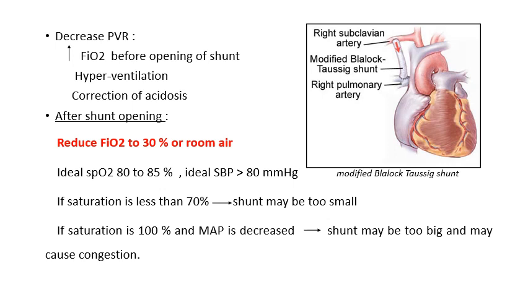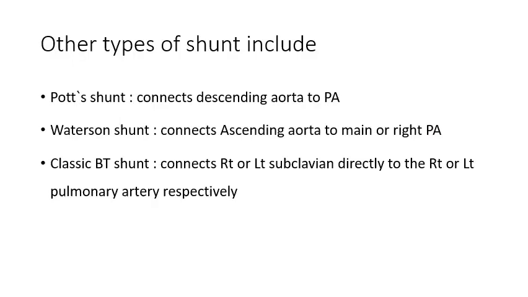If saturation is 100% and the mean arterial blood pressure is decreased, the shunt may be too big and may cause congestion. Other types of shunt include Blalock-Hanlon... rather, Pott shunt, which connects the descending aorta to the pulmonary arteries, and Waterston shunt, which connects the ascending aorta to the main or right pulmonary artery. Classic BT shunt connects the right or left subclavian directly to the right or left pulmonary artery, respectively.